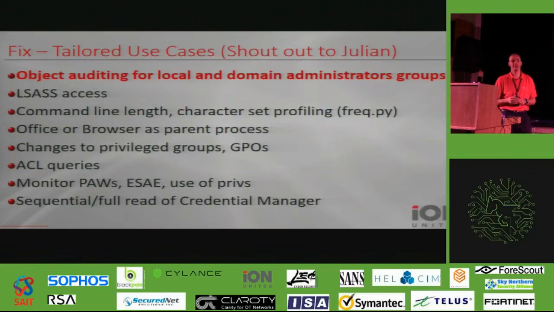Other stuff: LSASS access, lock it down, turn on protection, that's Credential Guard. Command line length and character set profiling, so long command lines, long DNS names, long URLs, all that stuff. There's a tool called freq.py, F-R-E-Q dot py, that does frequency analysis based on a dictionary that you give it. So you feed it what is normal service names, what is normal file names, executable names, whatever. And it will then build a database that allows it to tell you when something doesn't match that. So use that against executables, command lines, scripts, all that stuff.